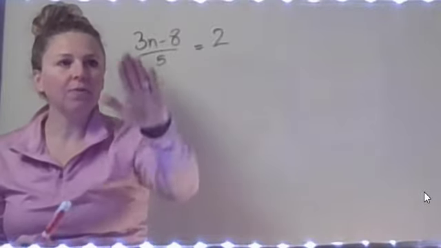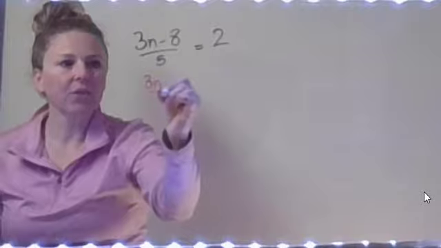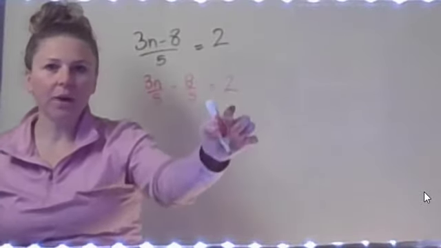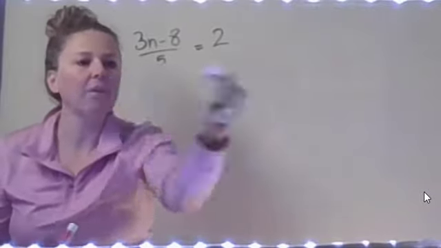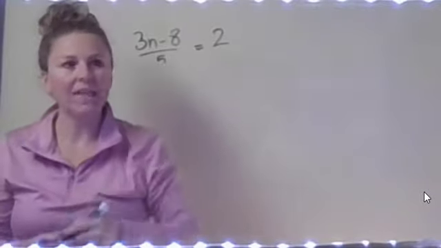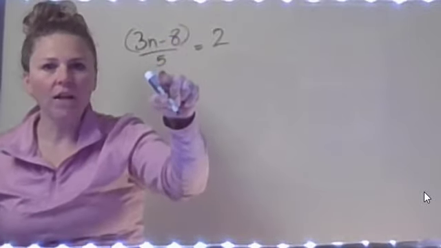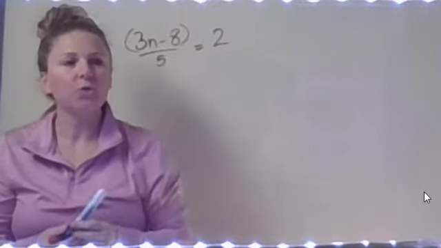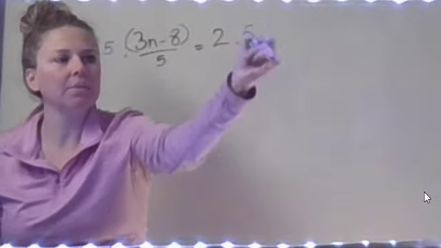Now, when you have a fraction like this, the 5 goes to both. It's like 3n over 5 minus 8/5. So you can break it up like that, but I think it's easier to go back to the initial problem and think of the whole top in parentheses grouped together. And then you can undo that divide by 5 by multiplying by 5. So if you multiply the left by 5, you can also multiply the right by 5.